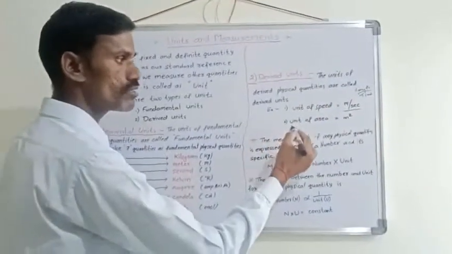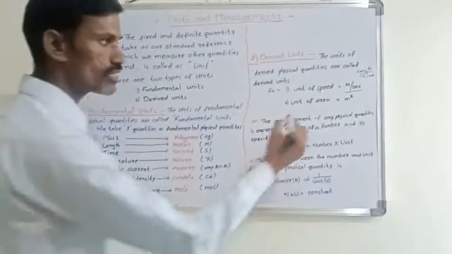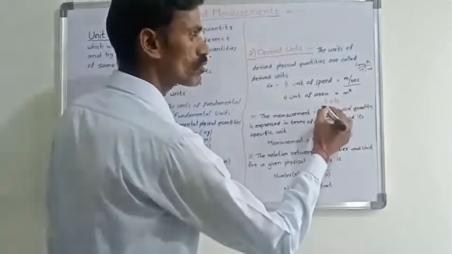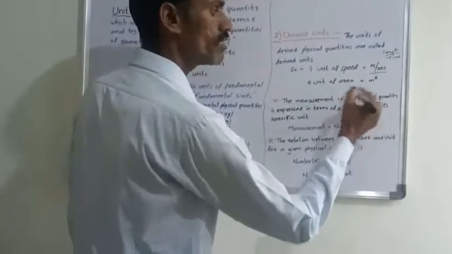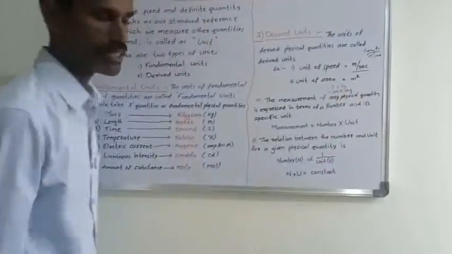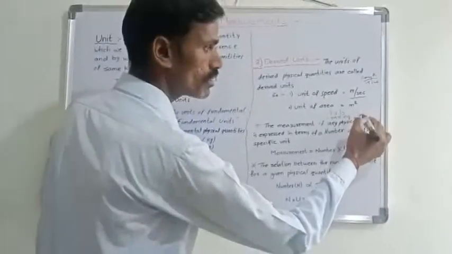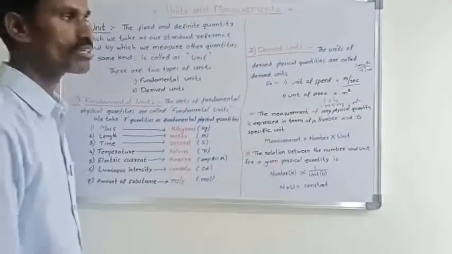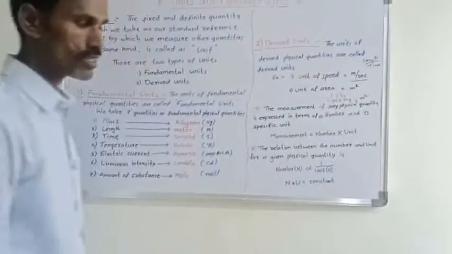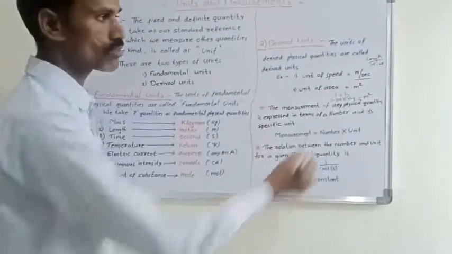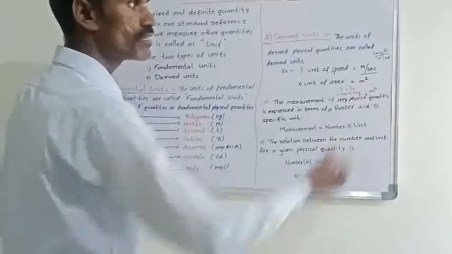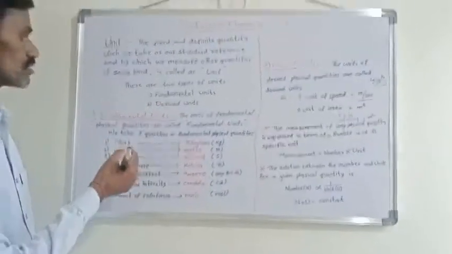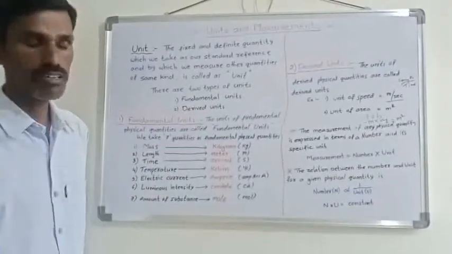Another example is the unit of area. What is area? Area is equal to length into width. The unit for length is meter, and the unit for width is also meter. So the unit for area is meter square. Here meter square is a derived unit because it is derived from 2 fundamental units, meter and meter. Therefore meter square is the derived unit. So this is all about fundamental units and derived units.